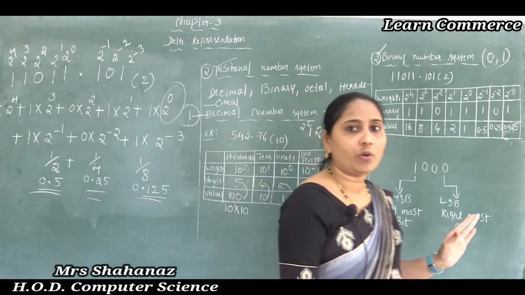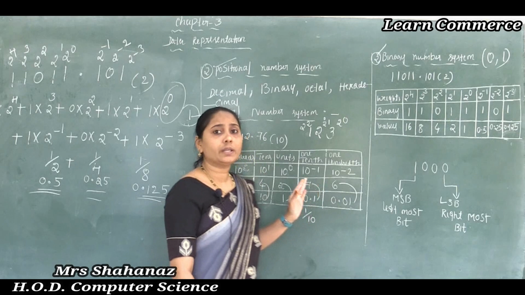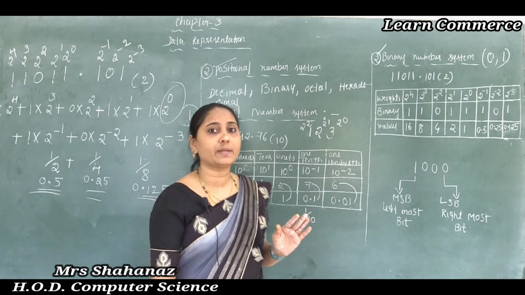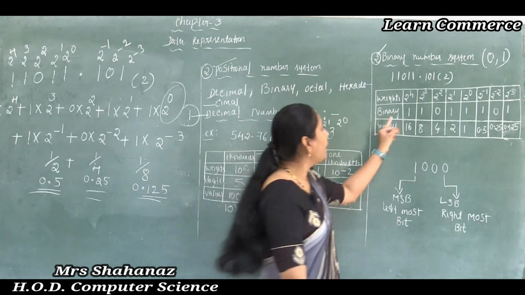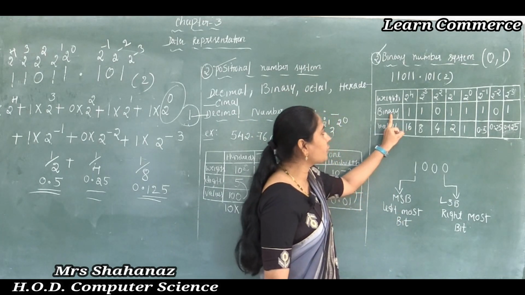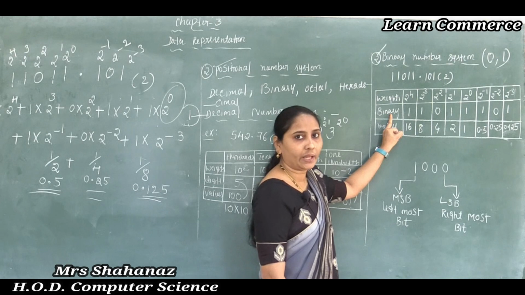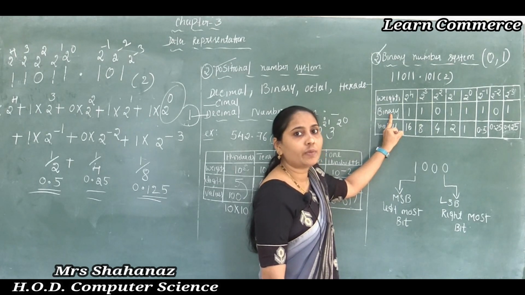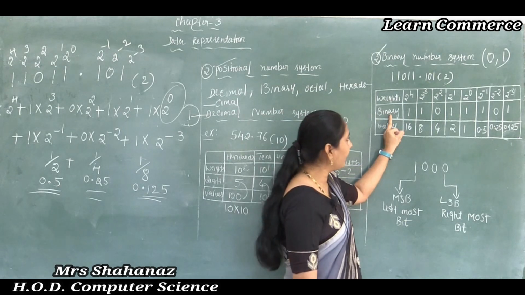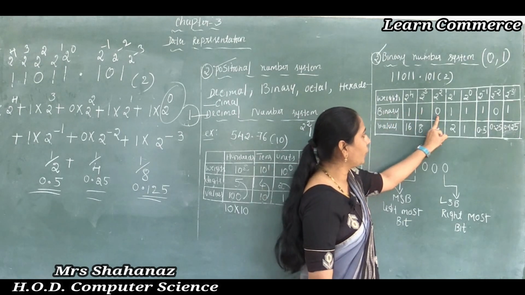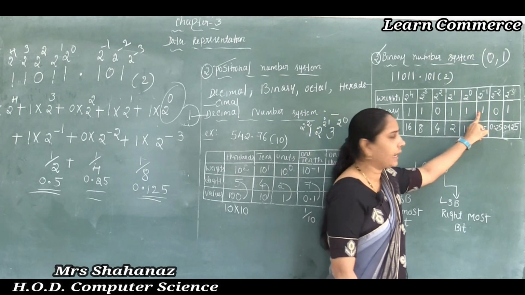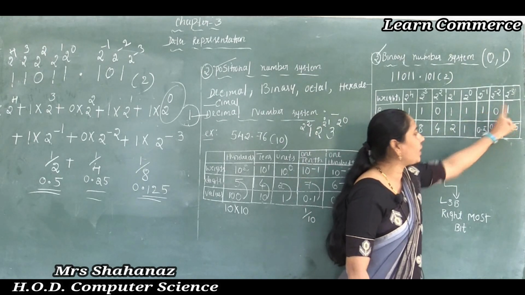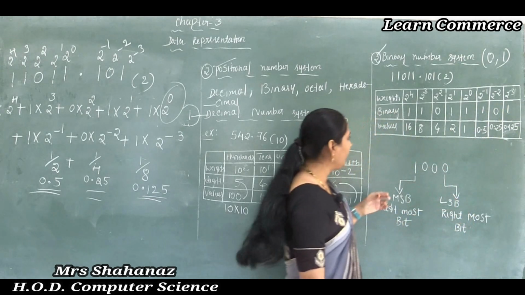Clear this point? Now here is one table about the binary number system, which shows the weightage of the positional value of the binary number system. First of all, I want to take the binary value, whatever values I have taken in the question. The binary value 1 1 0 1 1 fractional, 101. Directly we can write here in this table. So this is the binary number value.